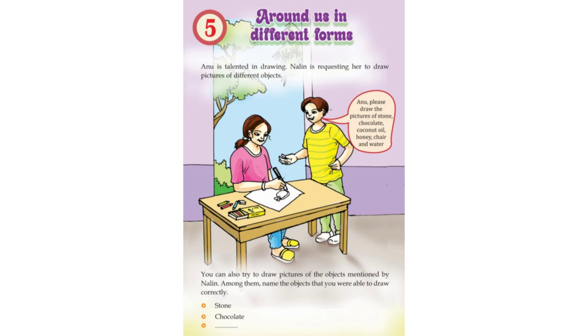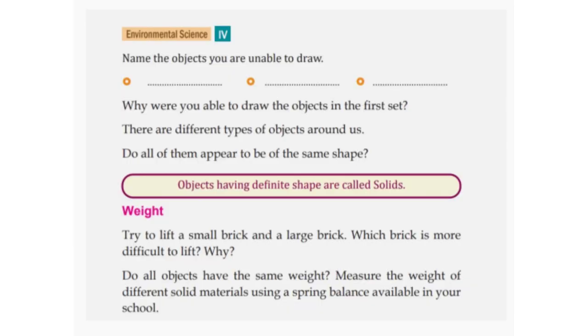You can also try to draw pictures of the objects mentioned by Nalin. Among them, name the objects that you were able to draw correctly. Stone, chocolate, chair. Name the objects you are unable to draw. Coconut oil, honey, water. Why were you able to draw the objects in the first set? It is because they have definite shape.